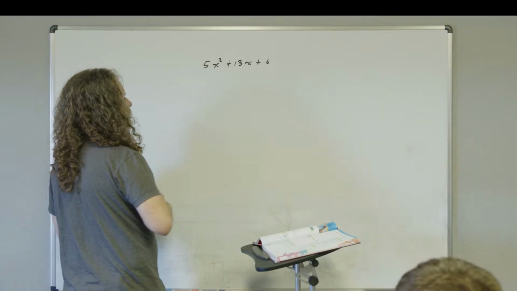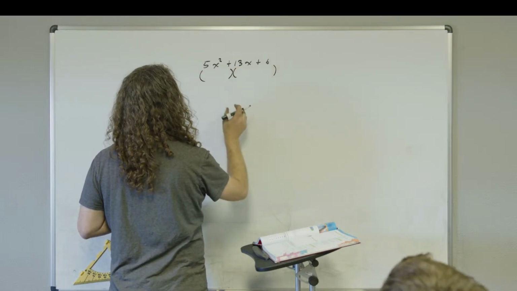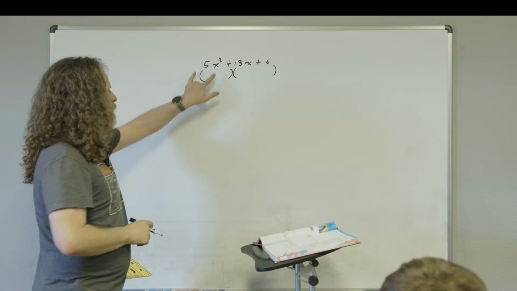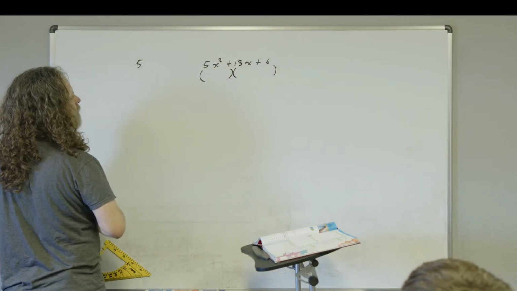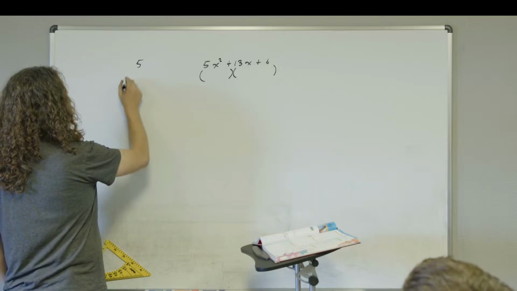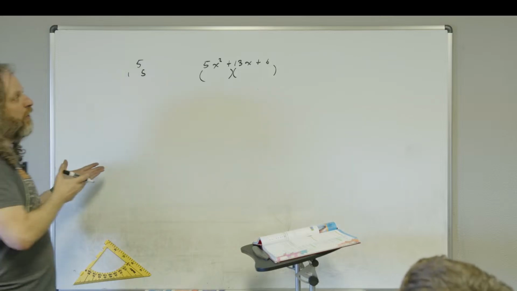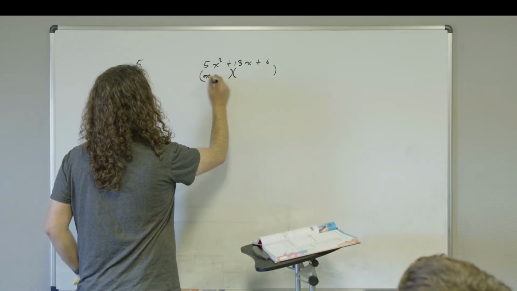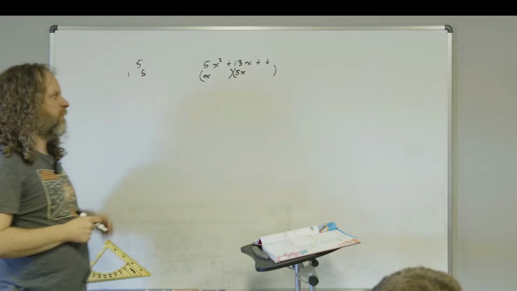2 sets of parentheses. For the first lot, we still want two things to multiply to get this. So what are the factors of 5? 1 and 5, which is great. There's only one option. We love it when there's only one option because we know that this is 1x and 5x. There's no other options.